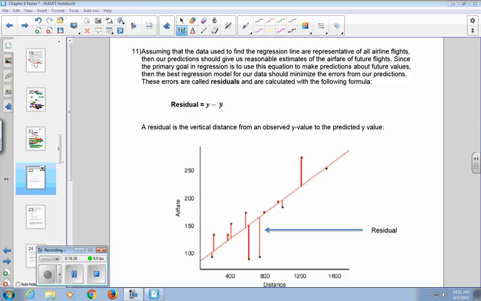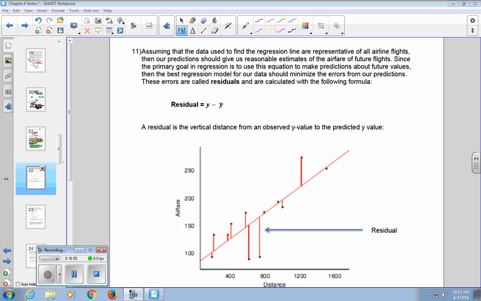Okay, so number 11, this is on the next page. This is assuming that the data used to find the regression line are representative of all airline flights, then our predictions should give us reasonable estimates of the airfare of future flights. Since the primary goal in regression is to use this equation to make predictions about future values, then the best regression model for our data should minimize the errors from our predictions. These errors are also called residuals, and they're calculated with the following formula. So residual is equal to y minus y hat.